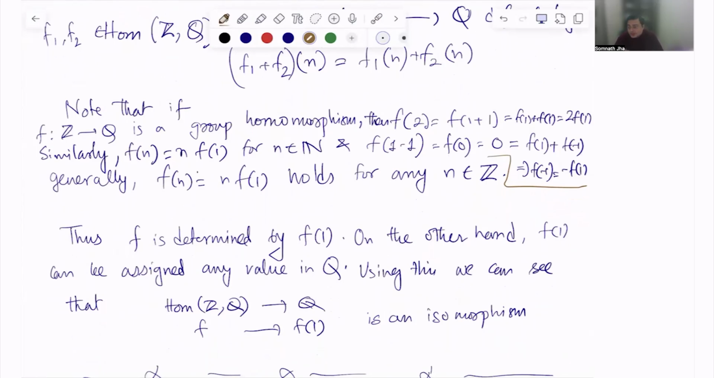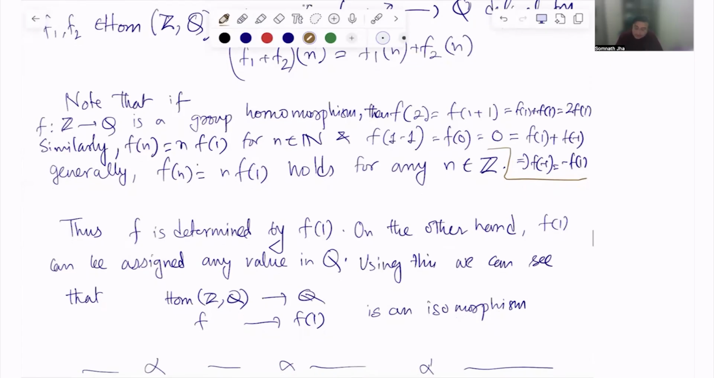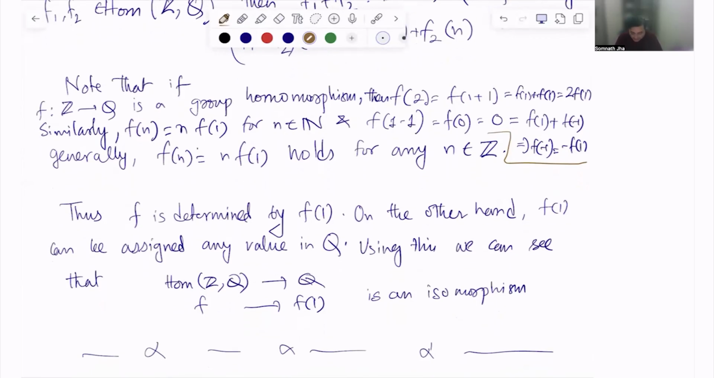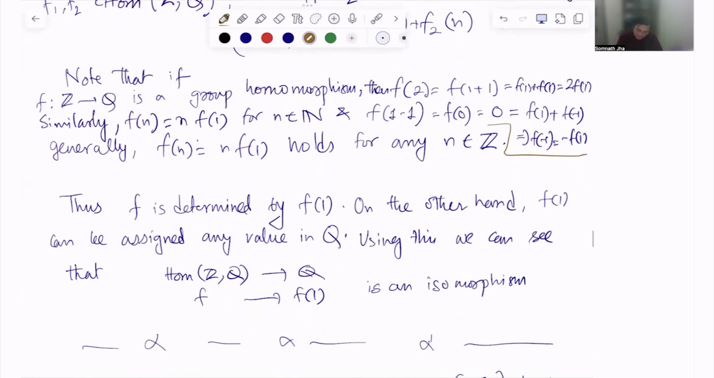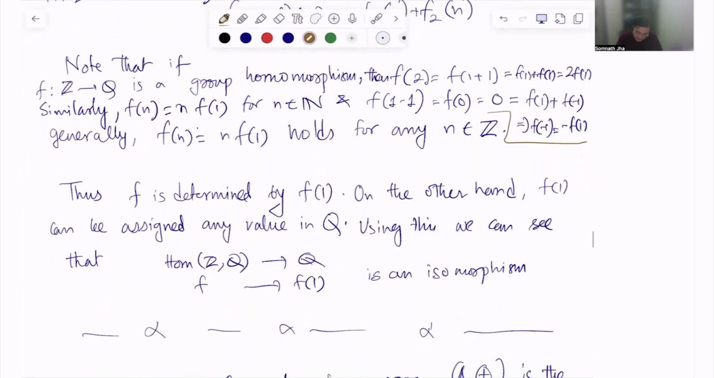Once you decide what f of 1 is, there is no restriction. You can decide, and then that particular f gets determined by that value. The value at any other integer n is n times the value you have chosen at f of 1. So then you can see Hom of Z, Q to Q, f sending to f of 1, one can actually check that this is an isomorphism of groups.